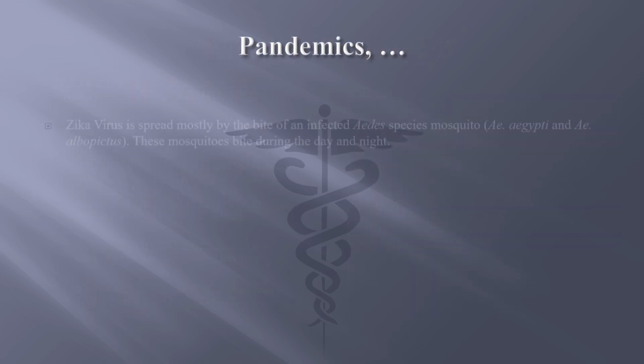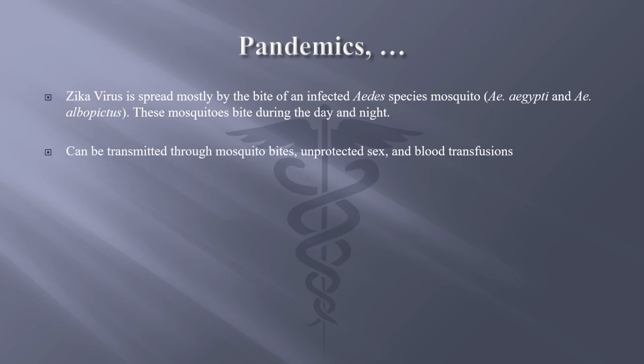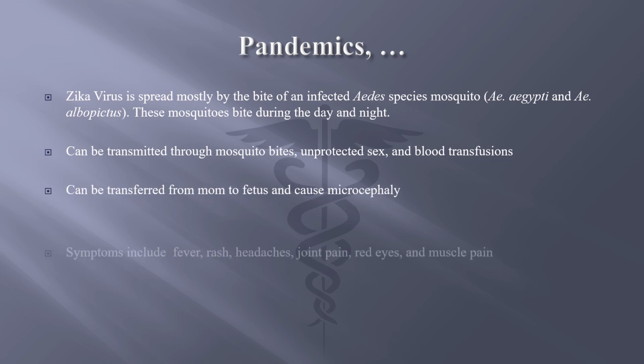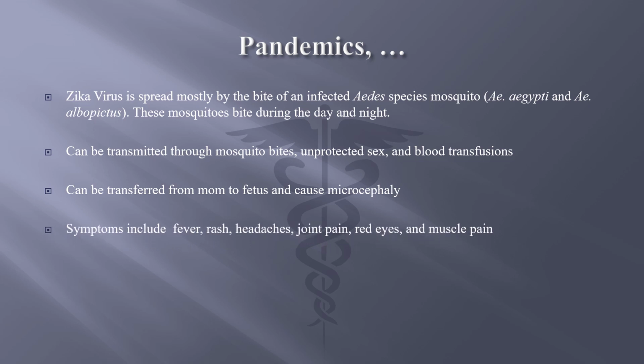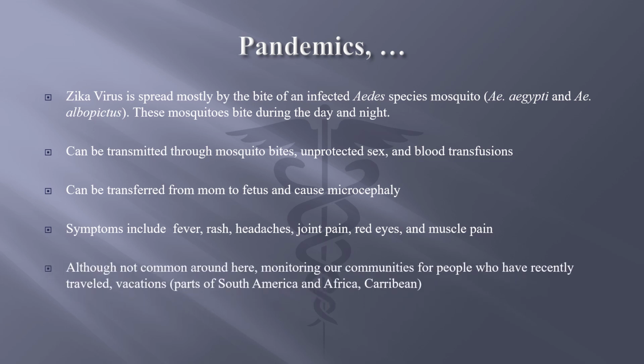Just some more information about pandemics. The Zika virus is spread mostly by the bite of an infected Aedes species mosquito. These mosquitoes bite during the day and the night. It can be transmitted through mosquito bites, unprotected sex, and blood transfusions. It can be transferred from mom to fetus and cause microcephaly. Symptoms include fever, rash, headaches, joint pain, red eyes, and muscle pain. Although not common around here, we should monitor our communities for people who have recently traveled or gone on vacation. They may be bringing back something that they don't necessarily want to.